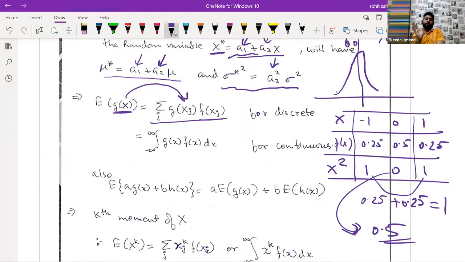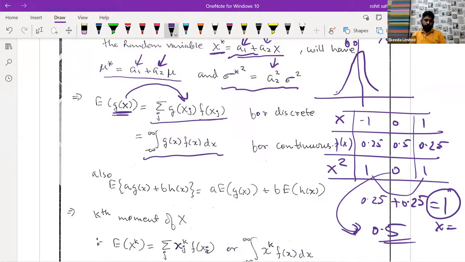So 0.25 for 1 also, like x square is now 1 and 1, 2 cases. Both the cases you are just adding it. So therefore you can say that the density will be 1. This is not equal to, but just 1, x equal to 1. Fine, that's it. And similarly, if it is continuous, you need to do the integration.